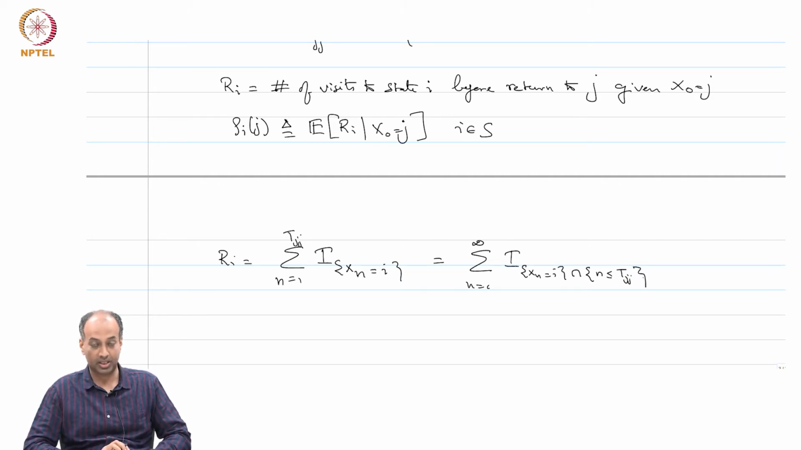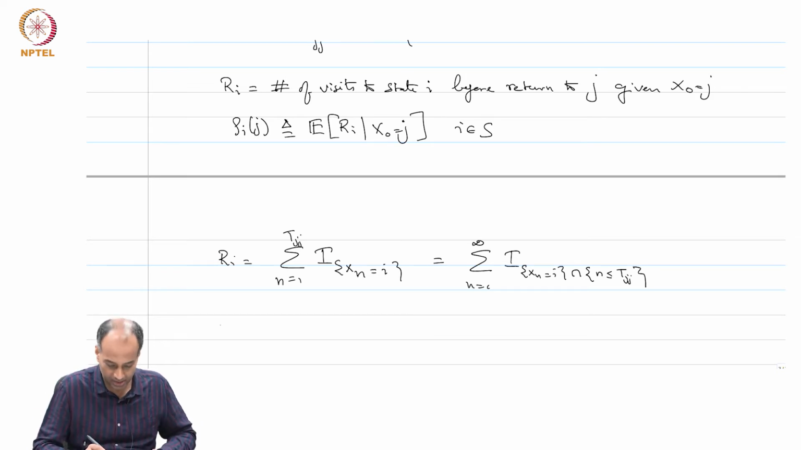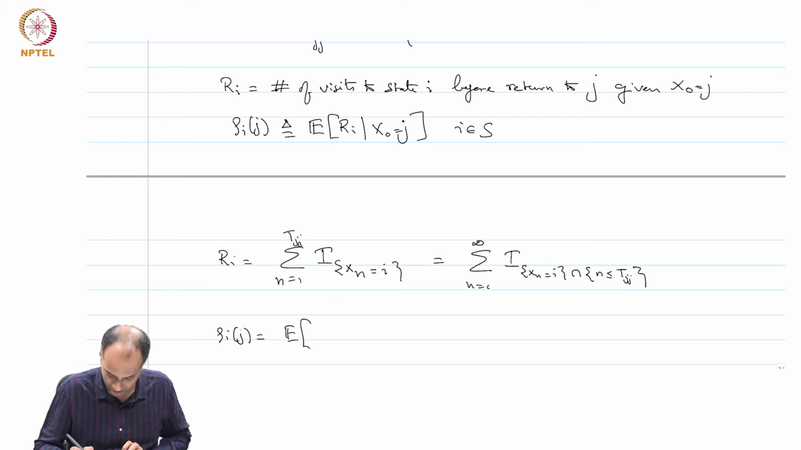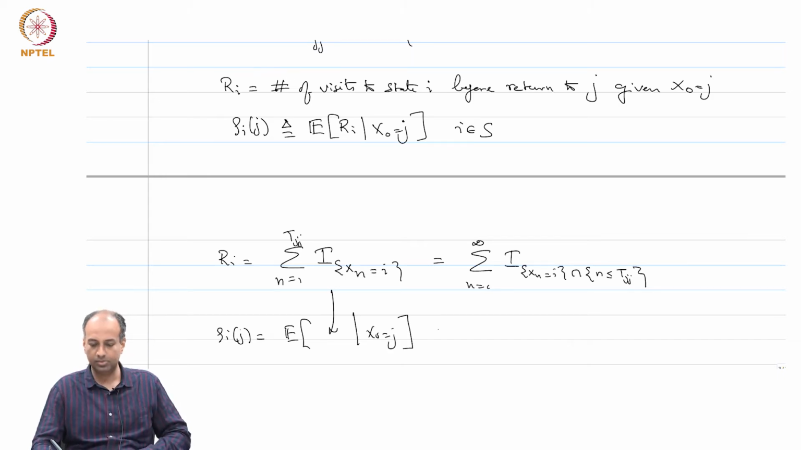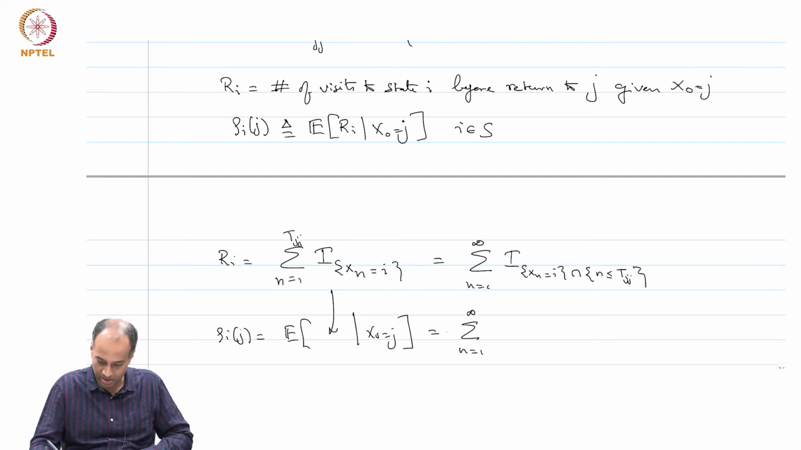This is my R_i. I can then write rho ij as the expectation of all this, expected all that given X_0 equals j, which is just the sum over n equals 1 to infinity of the expectation of the indicator X_n equals i, intersection n less than or equal to T_jj.